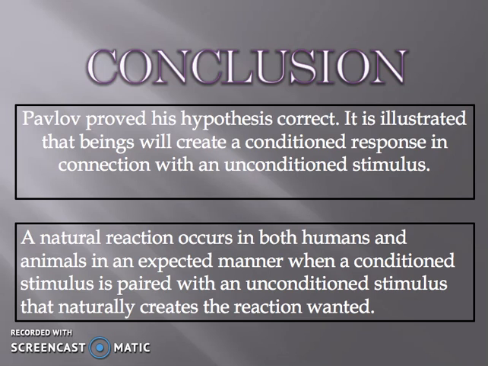Pavlov proved his hypothesis correct. It is illustrated that the beings will create a conditioned response in connection with the unconditioned stimulus. A natural reaction occurs in both humans and animals in an expected manner when a conditioned stimulus is paired with an unconditioned stimulus that naturally creates the reaction wanted.